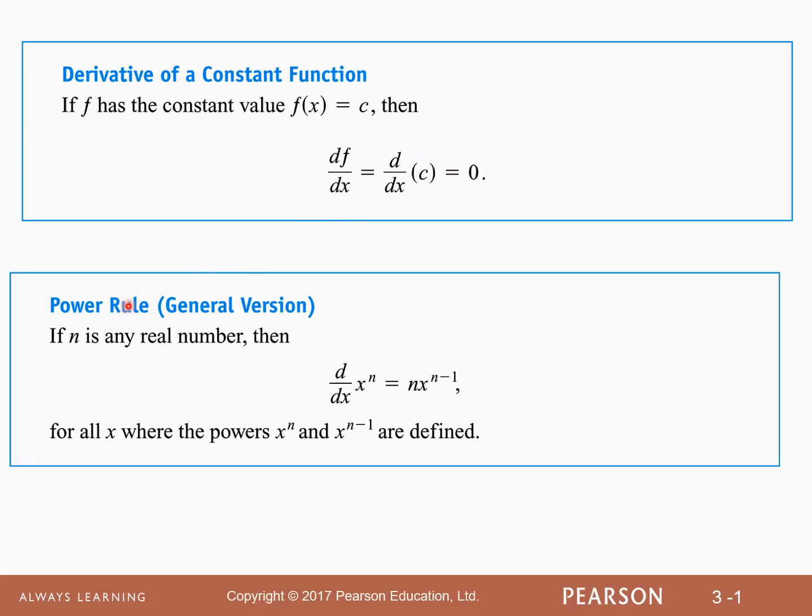Rule: this is the power rule, the general version of the power rule. If n is any real number, then d by dx of x to the power n equals n x to the power n minus 1, for all x where x to the power n and x to the power n minus 1 are defined.